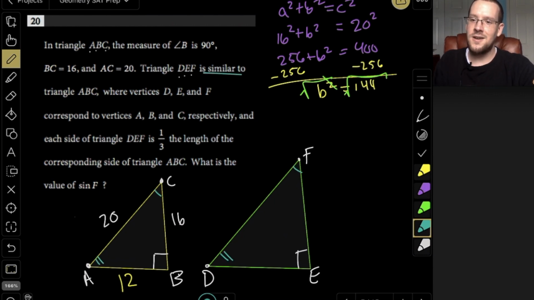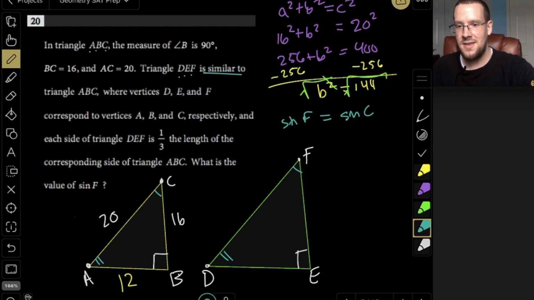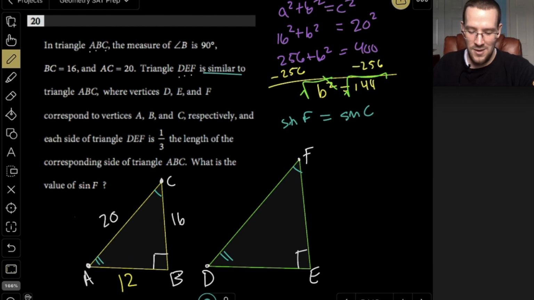So that means that the sine of the one angle is going to be the sine of the other angle. So the sine of F is going to be equal to the sine of C, because these values are the same, because F is C. Duh, angle, angle, angle similarity. So really, all I have to do is find the sine of C, and that'll be the sine of F. Man, they tried to trick me. That's okay. I almost got into it.